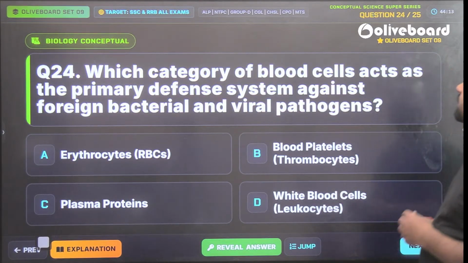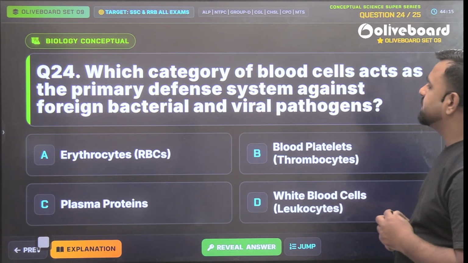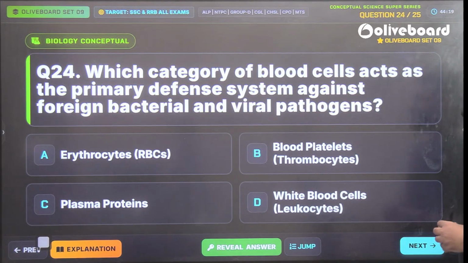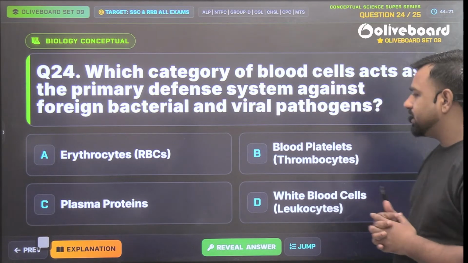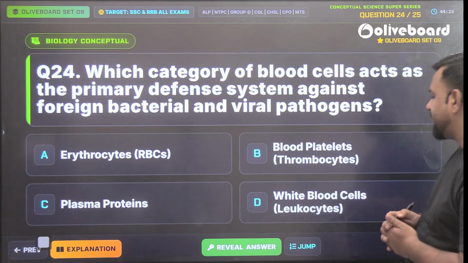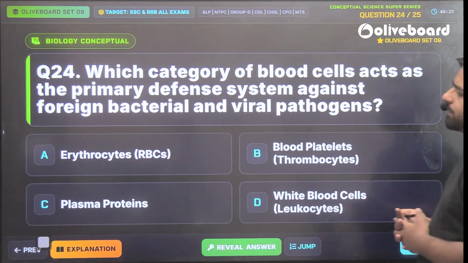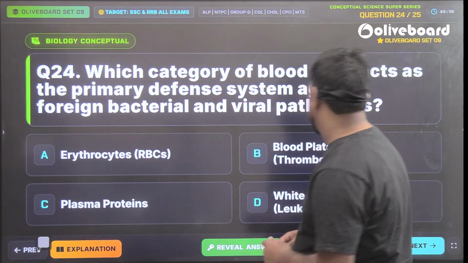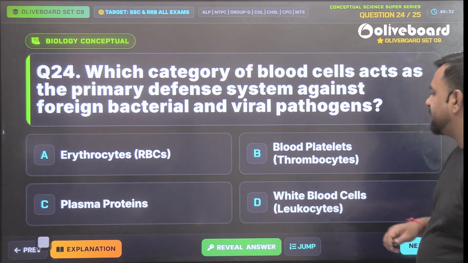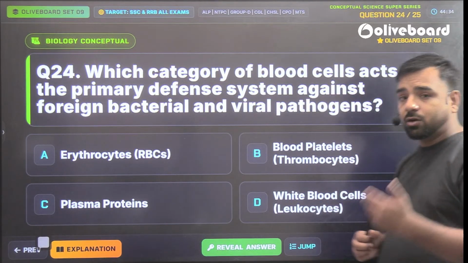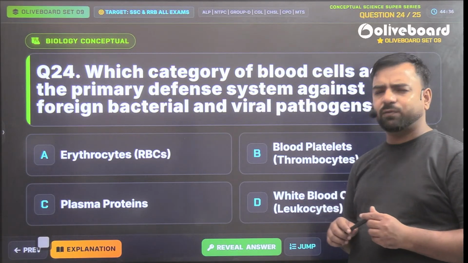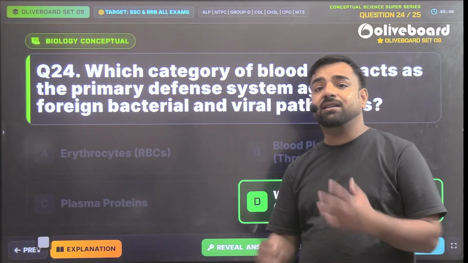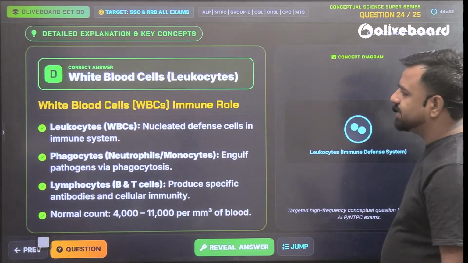Which category of the blood cells acts as the primary defensive system against foreign bacterial and viral pathogens? So is it erythrocytes, blood platelets, plasma protein, or is it white blood cells? So RBCs, they are helpful in the oxygen transportation. Blood platelets, they are helping in the blood's clotting. Its count is approx 1.5 to 4 lakhs. White blood cells, they are helping in maintaining the immune system. So option number D is the correct answer.